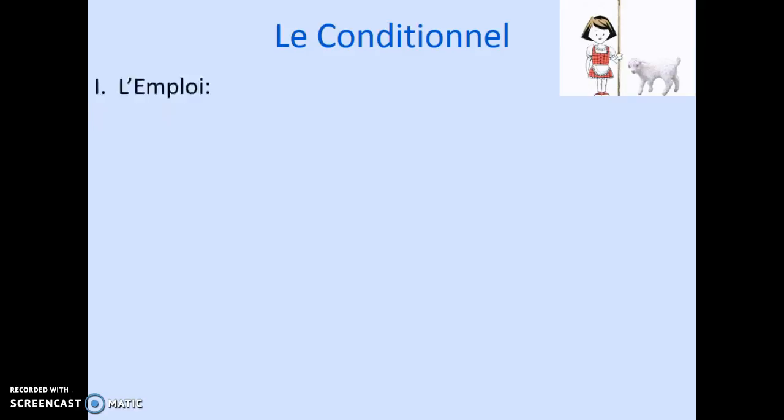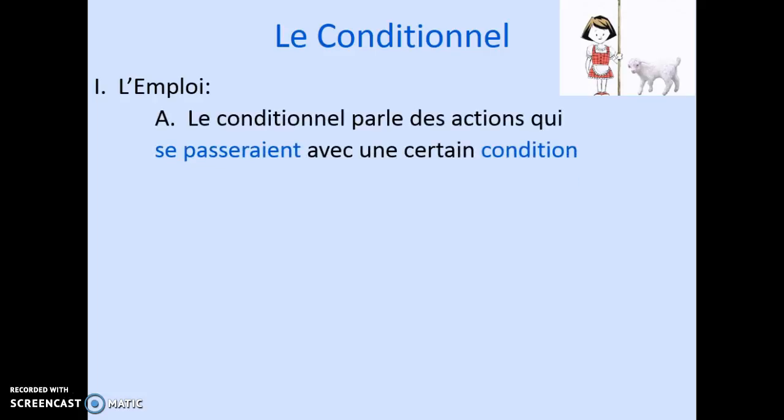When do you use the conditional? Well, we're going to talk about three different situations. The first one is actions that would take place with a certain condition. So, action qui se passerait avec une certaine condition. If you remember, se passer is to happen. So, se passerait, actions that would take place. So, par exemple, s'il faisait beau, j'irais à la plage. So if it was nice out, I would go to the beach. And that ir, that's the verb aller in the conditional tense.